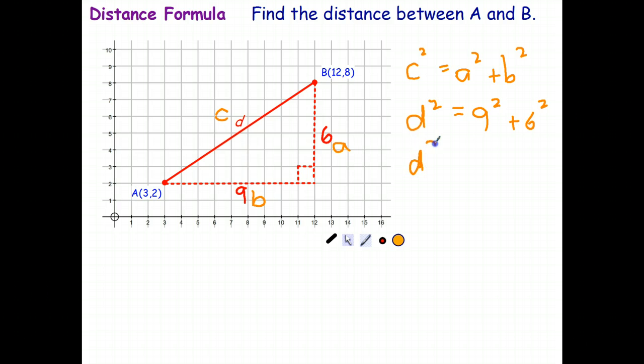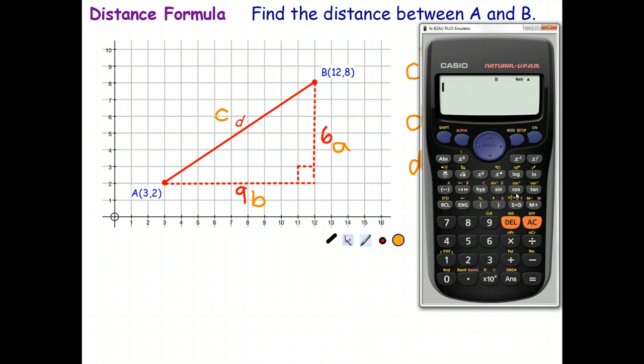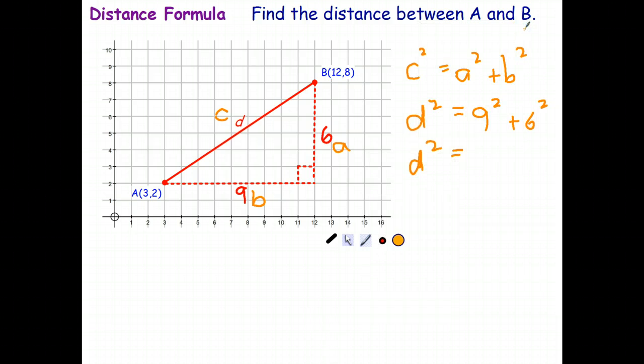So the next thing I have to do is square 9, square 6, and add them together. So I'll bring up my calculator and go 9 squared plus 6 squared equals 117. So D squared is 117. To undo squaring, I take the square root. The squaring and square root cancel out, and D is square root of 117.